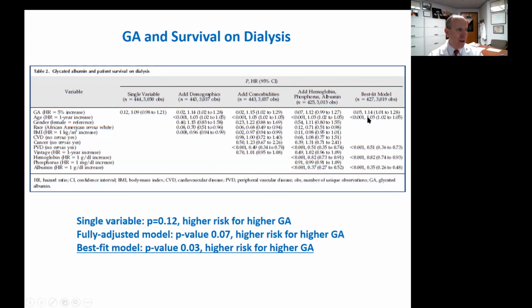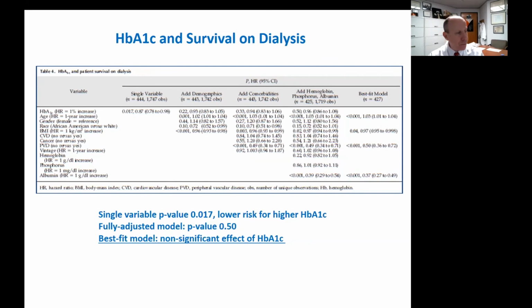And the other factors in that model were older patient age, peripheral vascular disease, hemoglobin, and albumin, all well-established predictors of survival. So in this multivariable model, once you account for vascular disease, albumin, hemoglobin, and all that, GA has an additive effect on survival. It's remained significant. Let's look at the hemoglobin A1C.